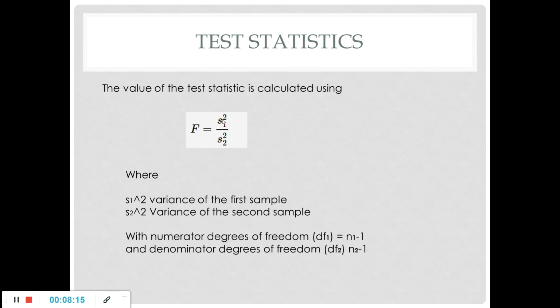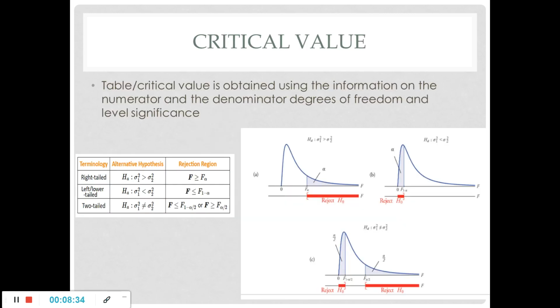So you can calculate this ratio, and that will provide you the test statistics. So once you have the test statistics, next step is to compare it with the table value, right? So the table value is calculated or observed or obtained based on two informations.